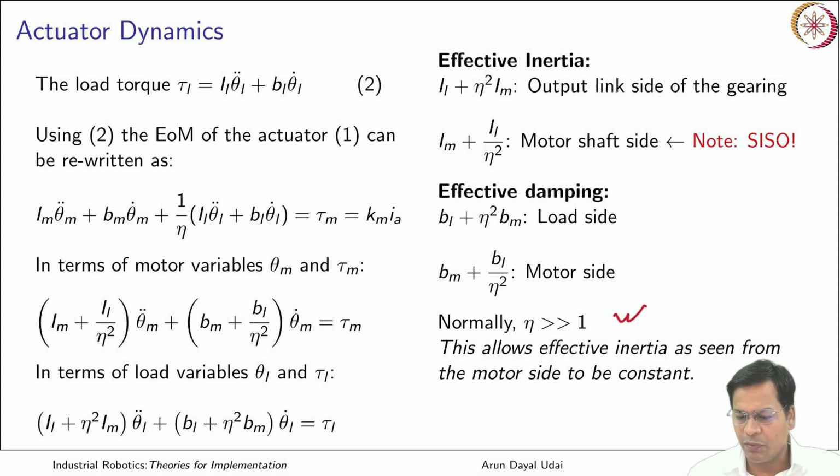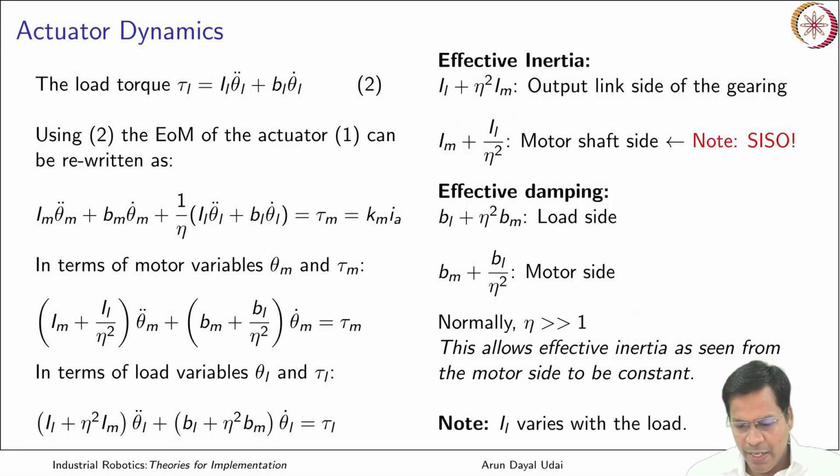So this allows the effective inertia as seen from the motor side to be constant. From the motor side, the inertia is almost constant, hardly affected by the inertia of the links. This is the reason SISO is quite good to be adopted in controlling industrial robots. IL varies with the load. Link moment of inertia varies with the load due to the supplementary load. Even with the end effector load, if it is carrying, the moment of inertia is going to change. So this should be noted.